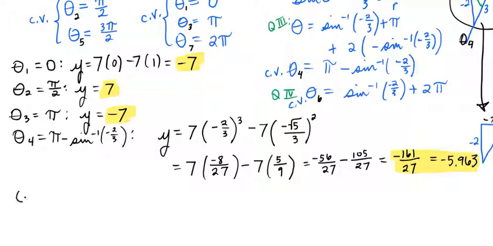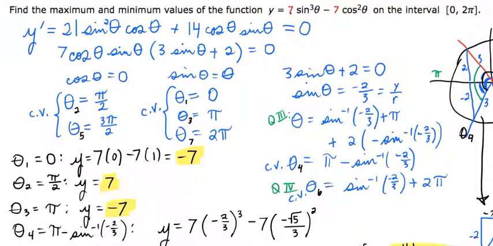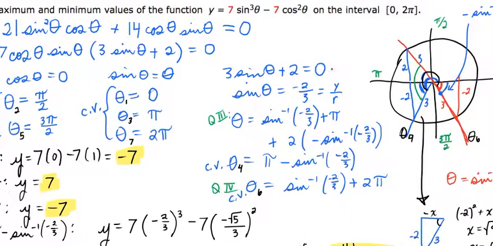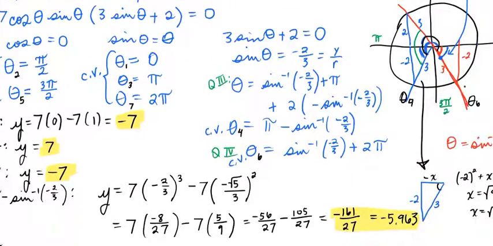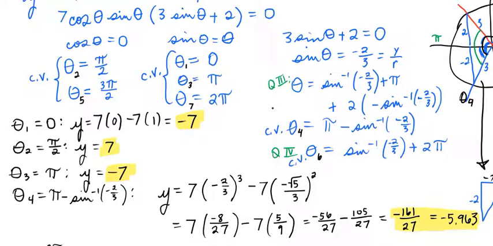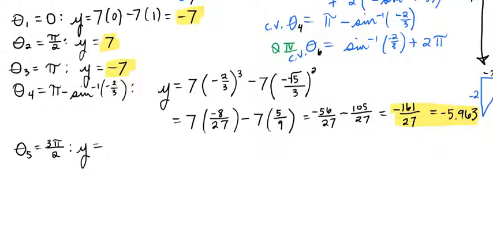So you would plug in theta 5. Theta 5 is an easy one. That's 3 pi over 2. Plugging in 3 pi over 2 into my original function, we would get 7 times sine of 3 pi over 2 all cubed minus 7 times cosine of 3 pi over 2 all squared. You can get sine and cosine off of this graph. The only difference is that x in the fourth quadrant is positive, so that is positive root 5 right there. And you can get that y value there, and then you would plug in theta 6, which is this other angle, that's what I was referring to.